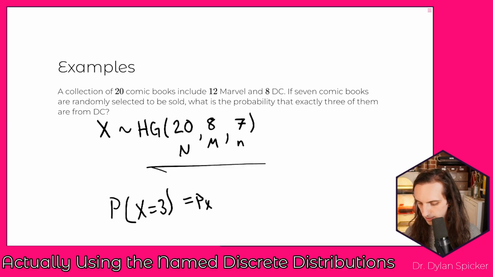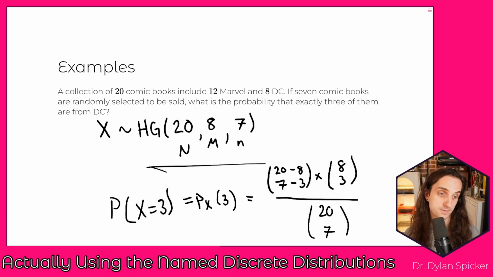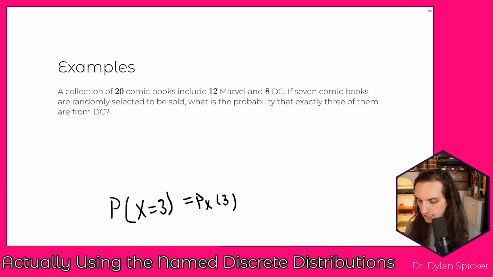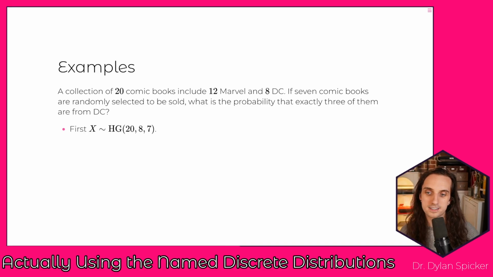That is just our PMF with 3 plugged in, and our PMF is going to look like 20 minus 8, choose 7 minus 3, times 8 choose 3, divided by 20 choose 7. This is the PMF of the hypergeometric with the relevant parameters plugged into it. From there, we plug this in and we get our probability immediately. Now, if you want, you could work through the actual problem using the combinatorial arguments, and you should find that you get exactly the same answer.